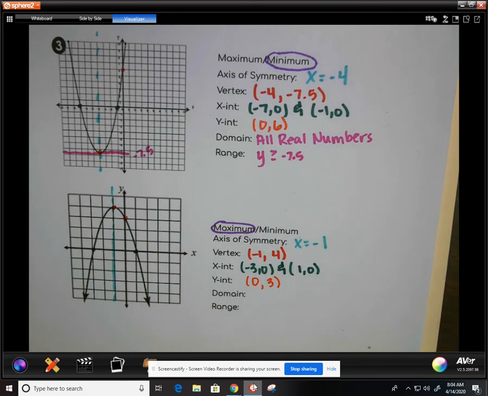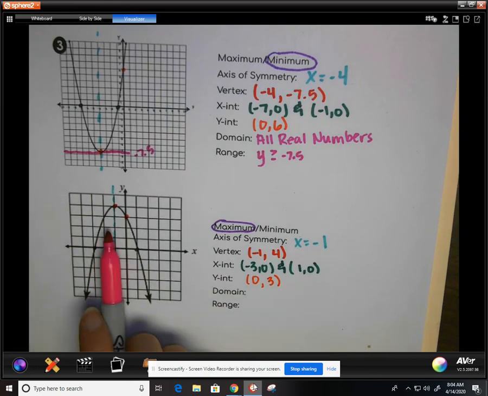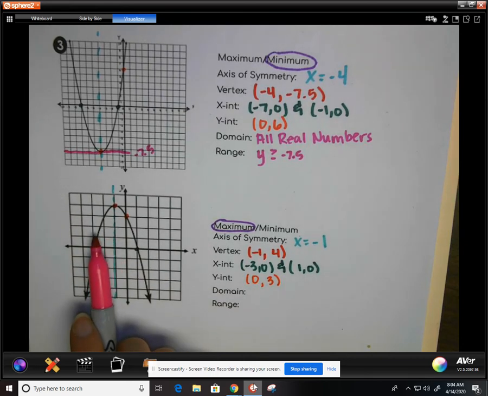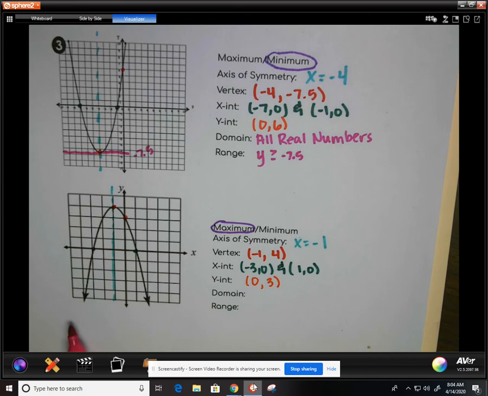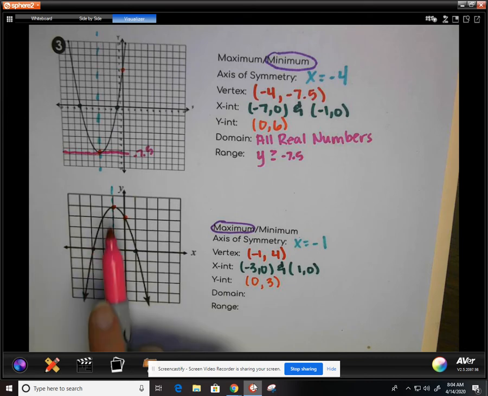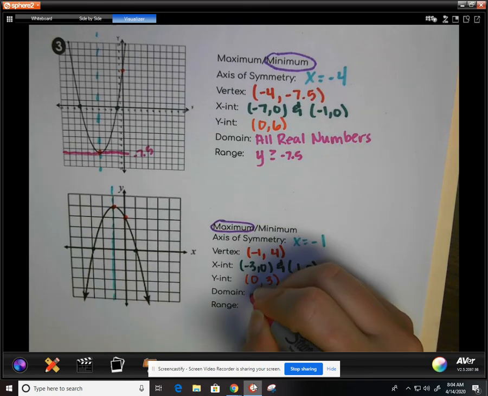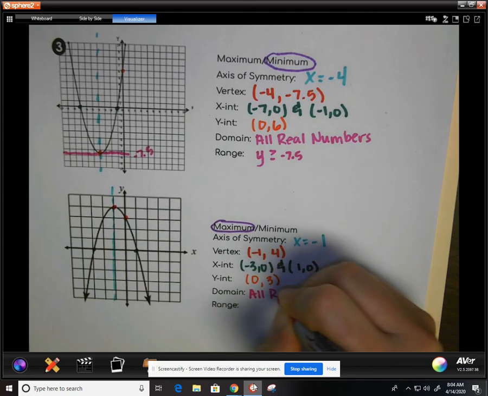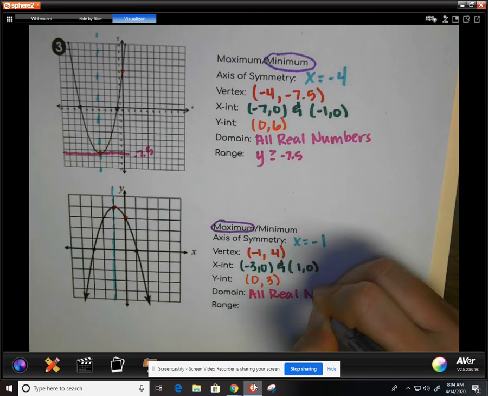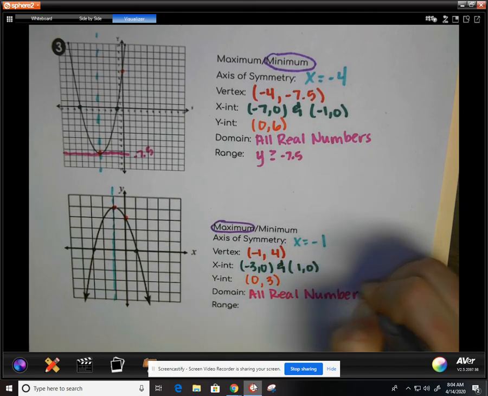And then for domain and range, as I start at the axis of symmetry and I scan to the left, this graph is going to go down, but it's also going left as it's going down. So this is going to continue on and go left forever. As I scan to the right, the graph starts to go down, and it keeps going down forever, but it's going to gradually move to the right forever. So therefore, your domain is all real numbers.